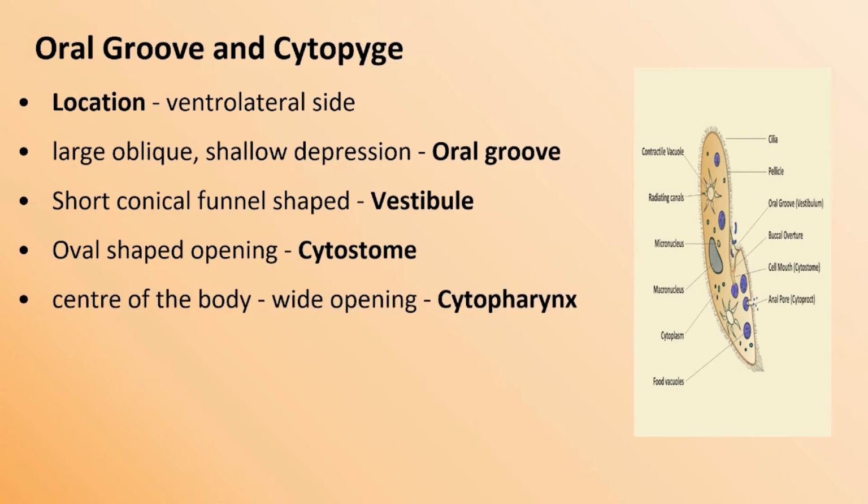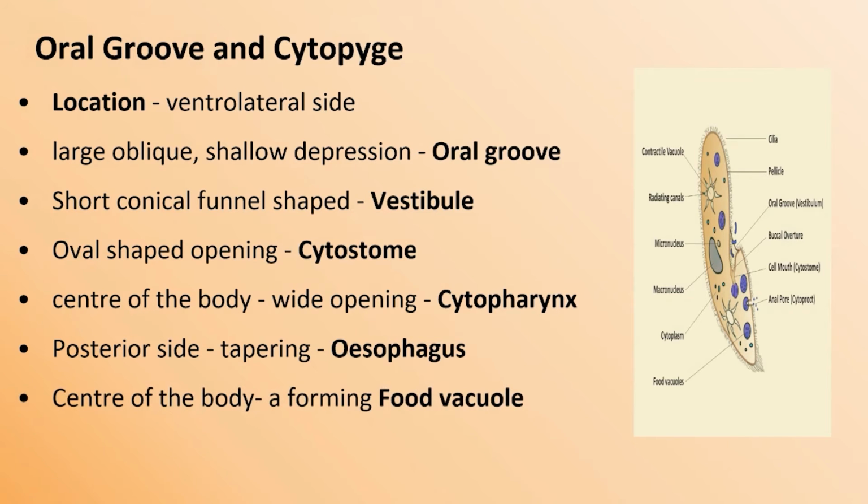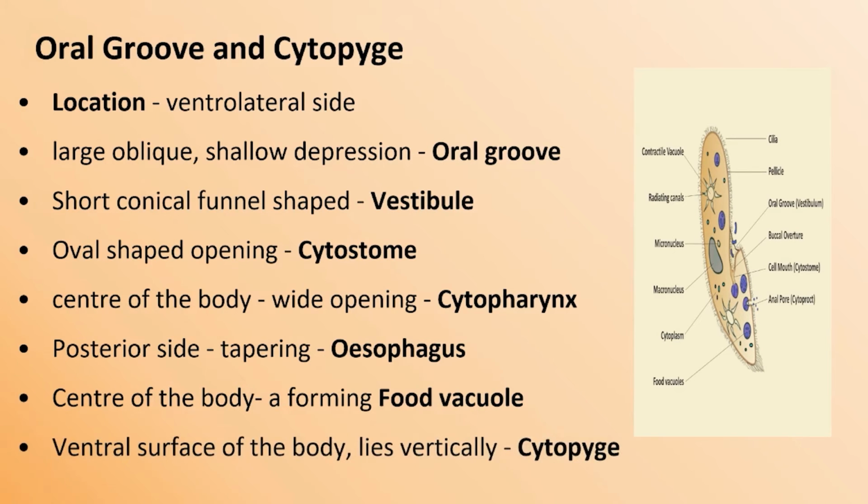Extending directly from the cytostome toward the center of the body is the cytopharynx. The cytopharynx then turns sharply towards the posterior side to become the slender, tapering esophagus. Thus, the esophagus is roughly parallel to the body surface of Paramecium. Here, the esophagus turns again toward the center of the animal to lead into the forming food vacuole.